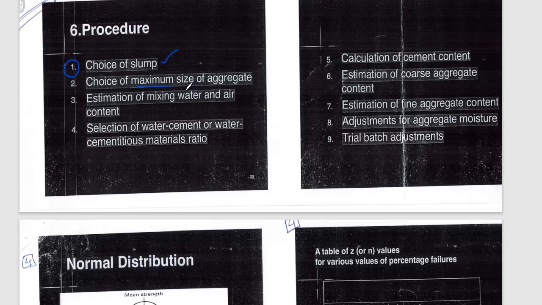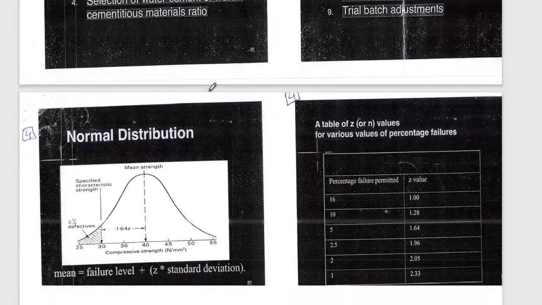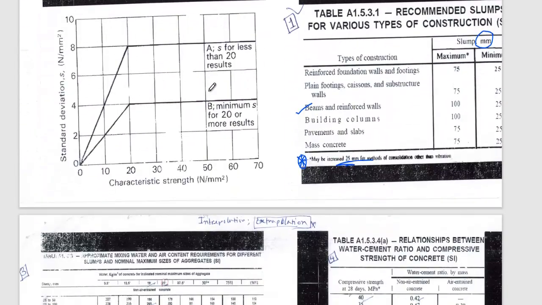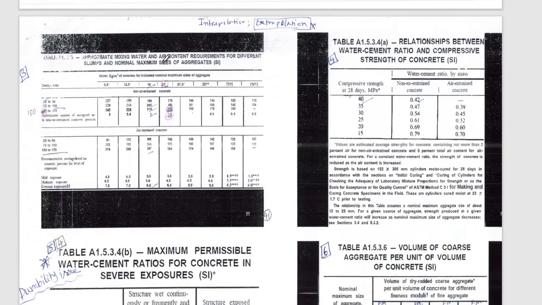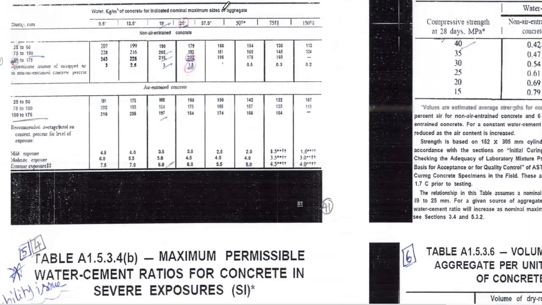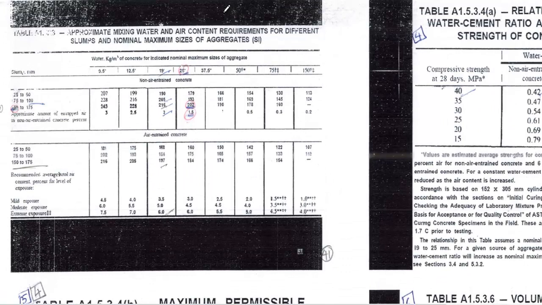Once you decide the slump, then you can decide the maximum size of aggregate. As I said, usually we'll decide from the available size of aggregate you have. Maybe you can see here. Can you see this? You have to zoom your screen even.